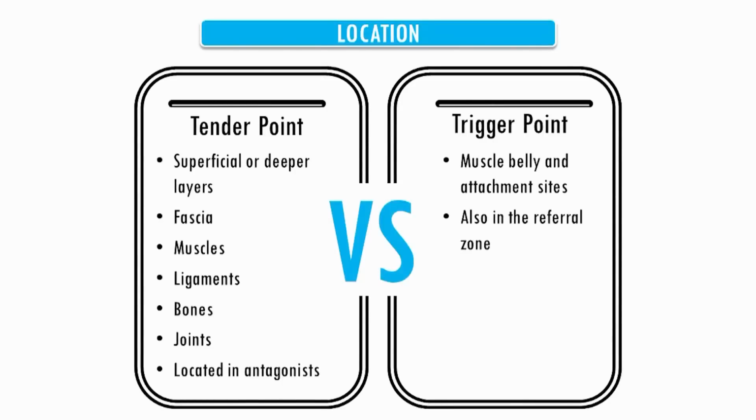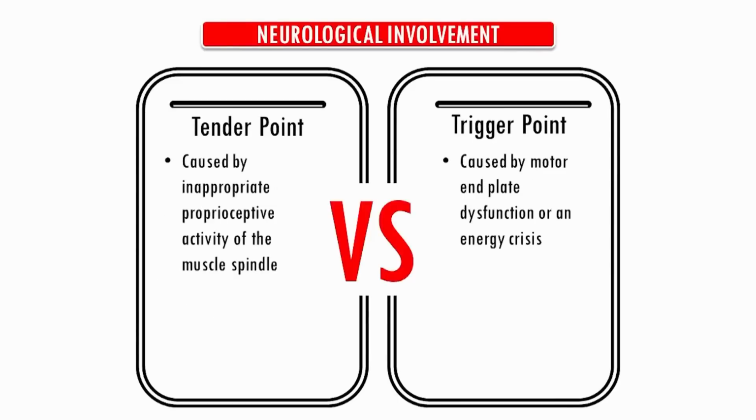As for the location of these points, a tender point is located in the superficial or deep layers of the fascia, muscles, ligaments, bones, and joints, and is often located in the antagonist muscles. Whereas a trigger point is found in the muscle belly and attachment sites. They can also be found in the referral zones. Now the neurological involvement of these two points. A tender point is caused by inappropriate proprioceptive activity of the muscle spindle, and we gave the example of the whiplash injury earlier. A trigger point is caused by motor end plate dysfunction or an energy crisis.